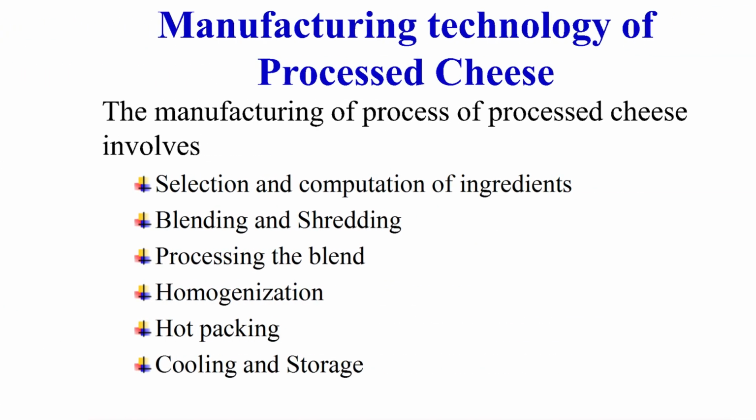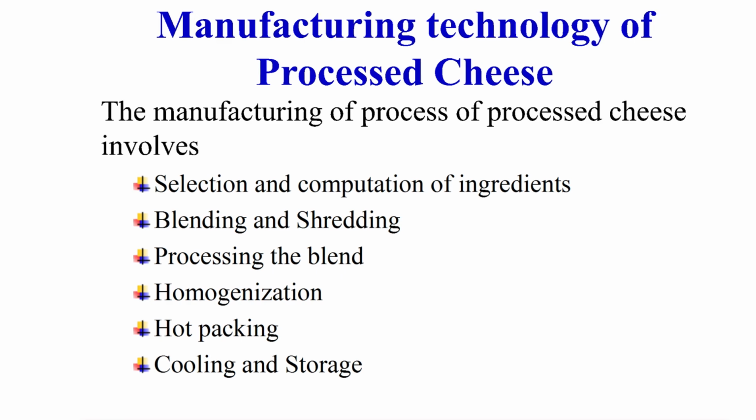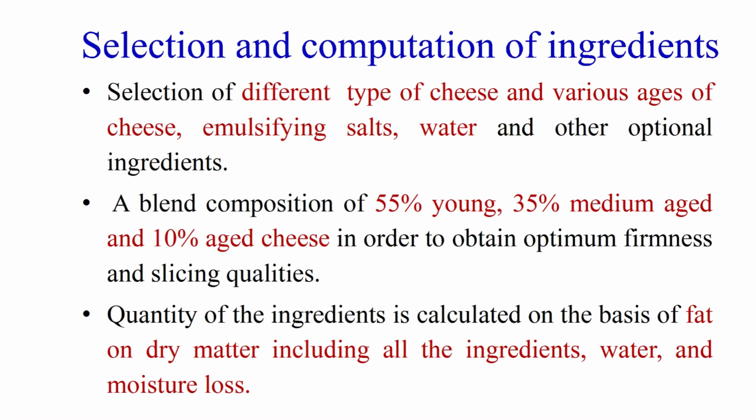The manufacturing technology for processed cheese involves several key steps. First is the selection and computation of ingredients, then blending and shredding. Next, processing the blend. This is followed by homogenization, then hot packing, and finally cooling and storage. The selection and computation stage involves choosing different types and ages of cheese, emulsifying salts, water, and other optional ingredients. A typical blend composition might be 55% young cheese, 35% medium-aged cheese, and 10% aged cheese to obtain optimum firmness and slicing qualities.